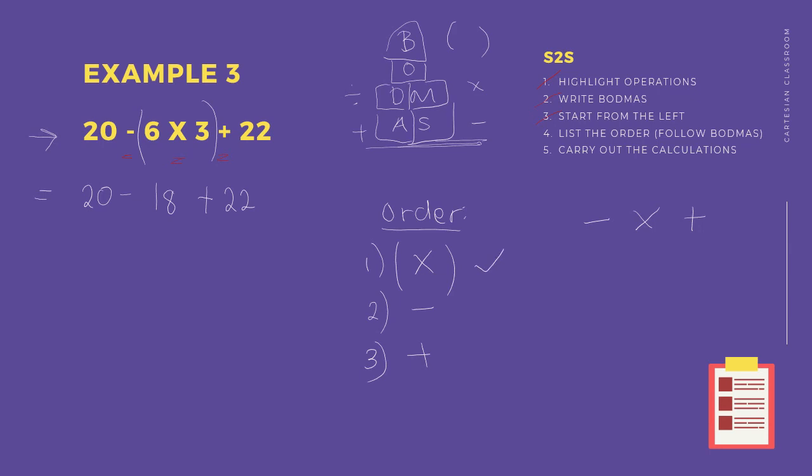Step 2, that is the first order. The second order, you need to minus. So 20 minus 18. 20 minus 18 gives us 2. And then you just bring the plus 22 down. So that is the second order. The third order is plus. So 2 plus 22 gives us 24.